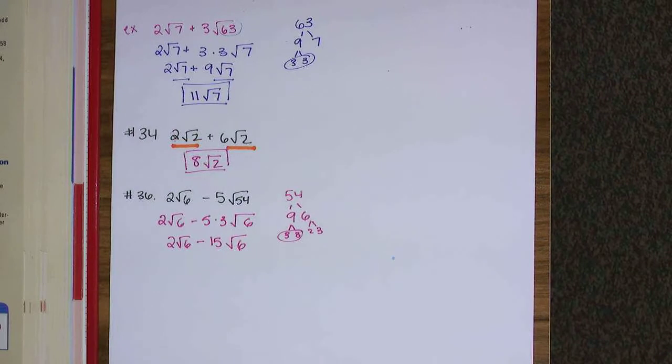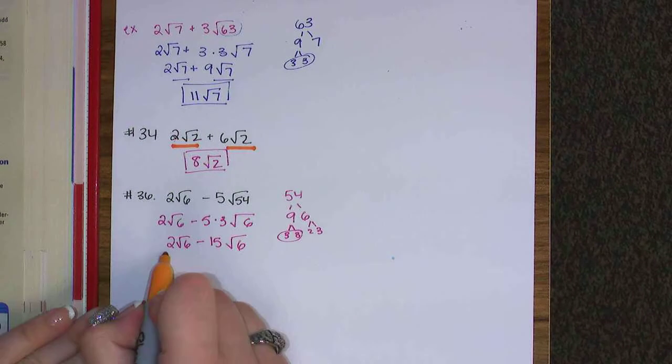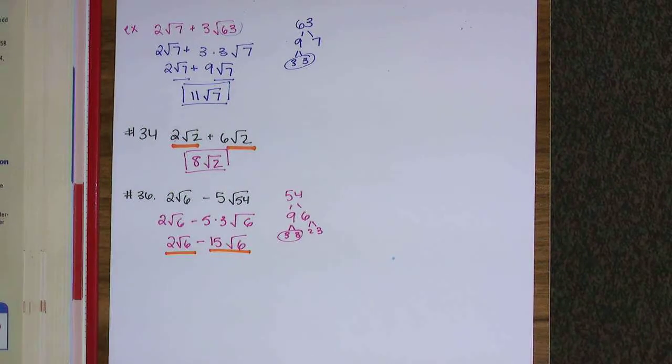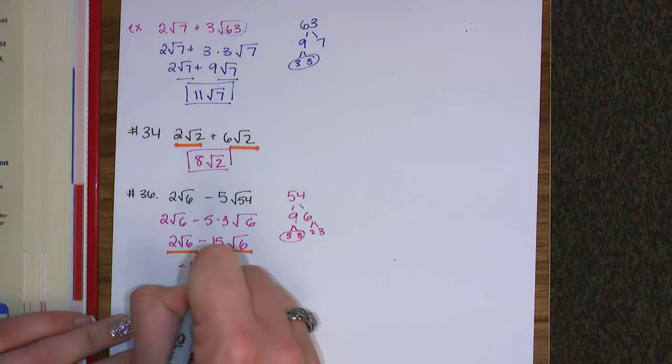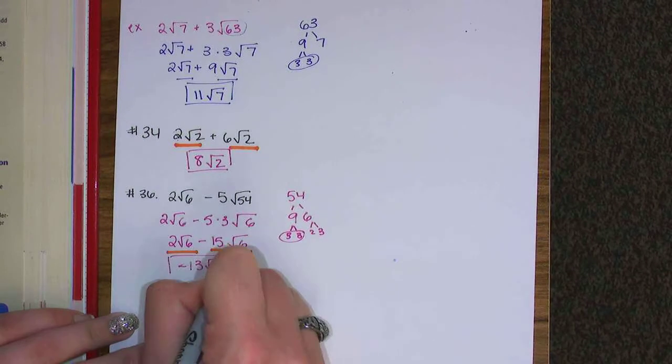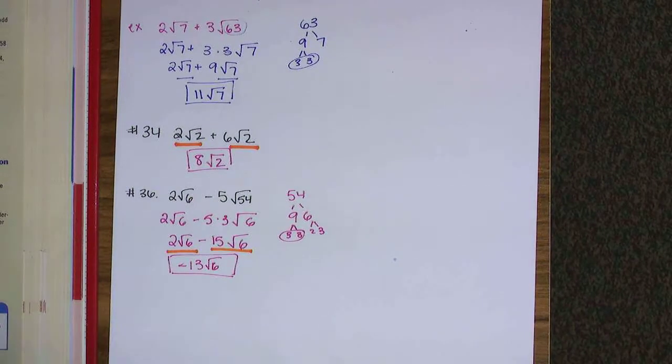Now these are like terms, so I can combine them. So 2 minus 15 is negative 13 root 6. Okay, so hopefully you're starting to kind of see the patterns here.